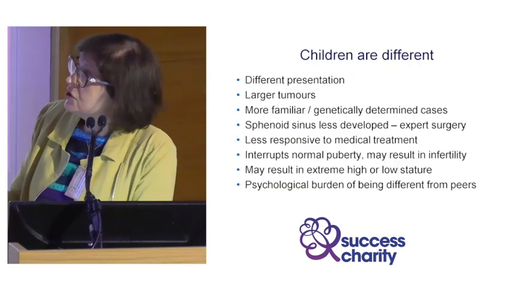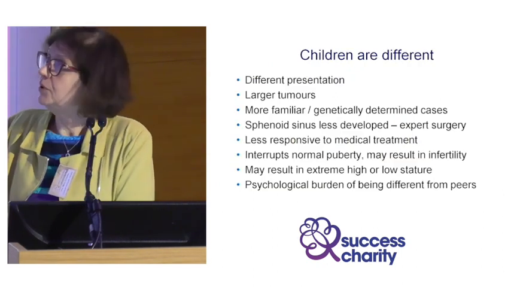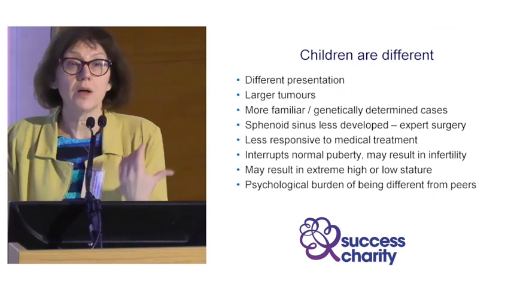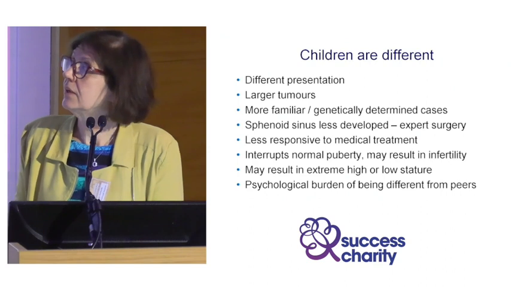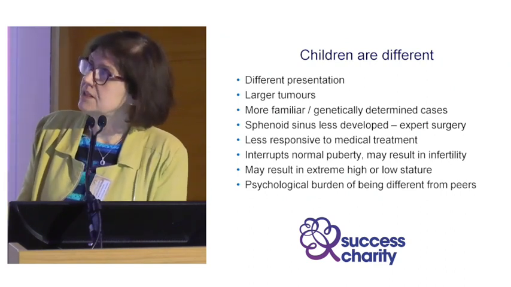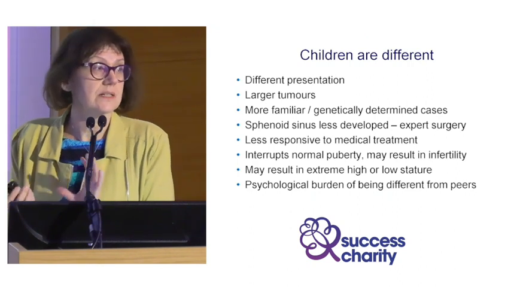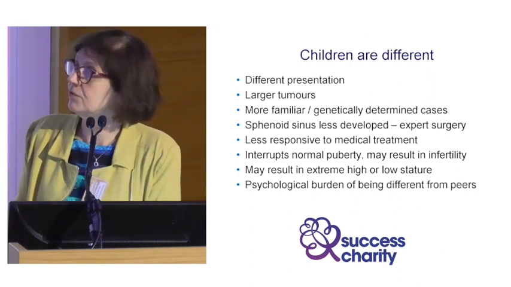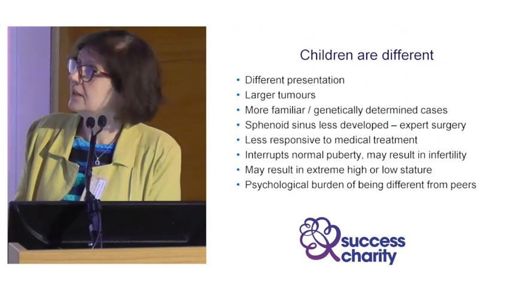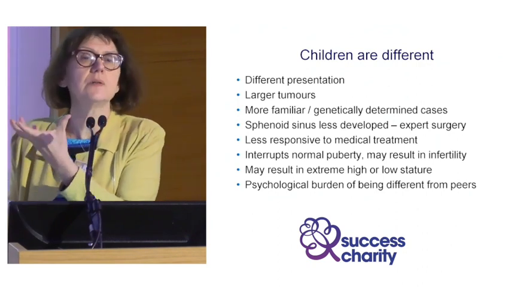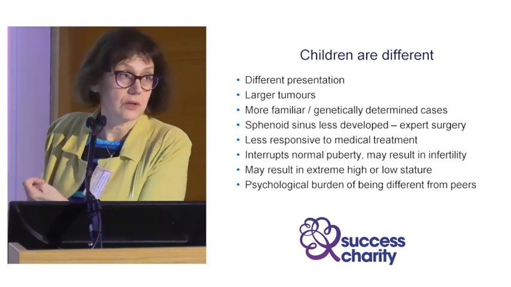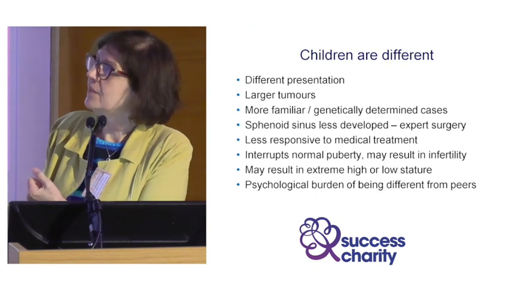So children are different from adult pituitary patients, and here I just listed a couple of issues why children are different and why we need specialist child-specific care for these patients. So they have different presentations. The way they present could be very different from adults. They usually have larger tumors than adults, or the percentage of patients with larger tumors is a lot higher. They are more often familial, genetically determined, as I mentioned already.